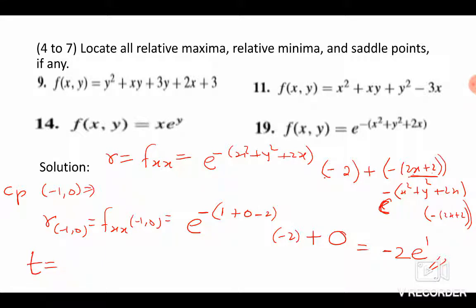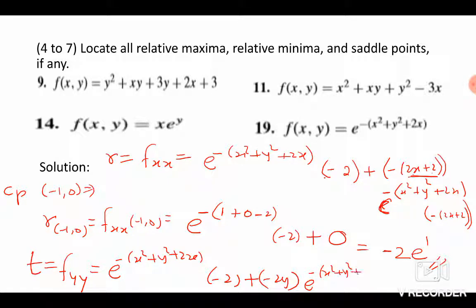Second derivative of f with respect to y. In the similar way you can try. First write the exponential term as it is, e raised to minus (x square plus y square plus 2x), and then differentiate the negative 2y. It will be negative 2. Now keep the negative 2y and differentiate the exponential. Differentiate the power. With chain rule you get minus 2y, isn't it?